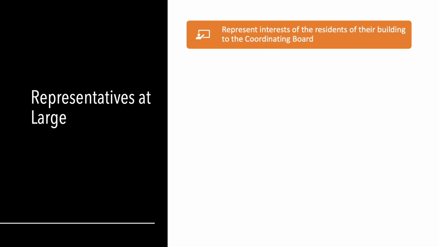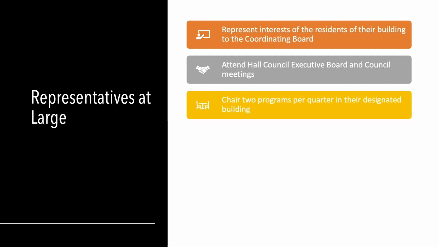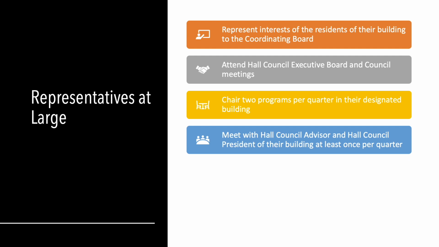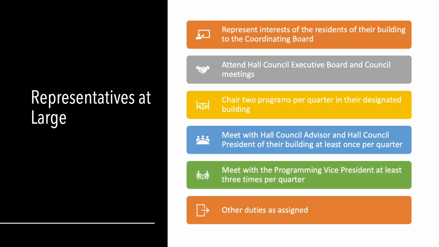Reps-at-large also play a significant role in the RHA Coord Board. The Rep-at-large is responsible for representing the interests of the residents of their building to the Coord Board. They also attend Hall Council Executive Board meetings and council meetings. They chair 2 programs per quarter in their designated building. They meet with the Hall Council advisor and Hall Council president at least once per quarter. They meet with the PVP at least 3 times per quarter, and they complete other duties as assigned.